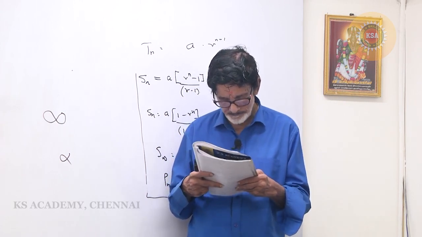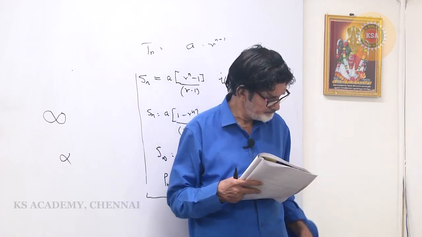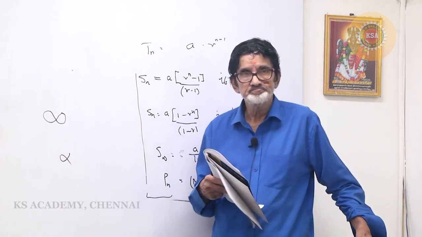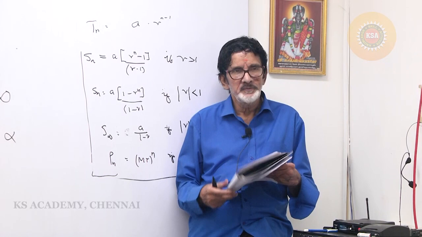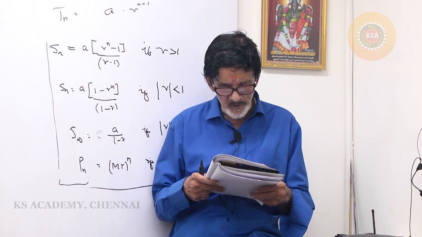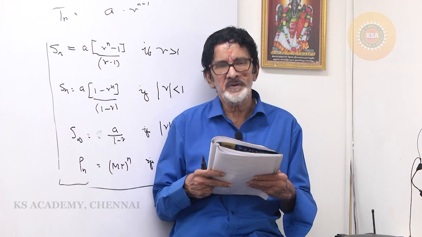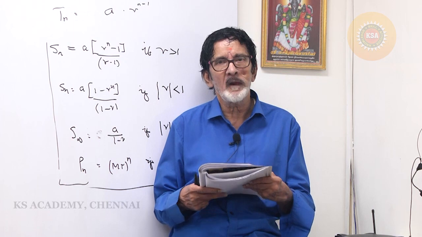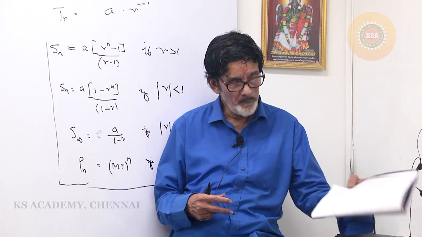Problem 6. a power n plus 1 plus b power n plus 1, by a power n plus b power n, is the geometric mean of a and b. Find the value of n. A similar problem in AP we did, the 35th problem in AP. First you write problem 5, then you write problem 6.